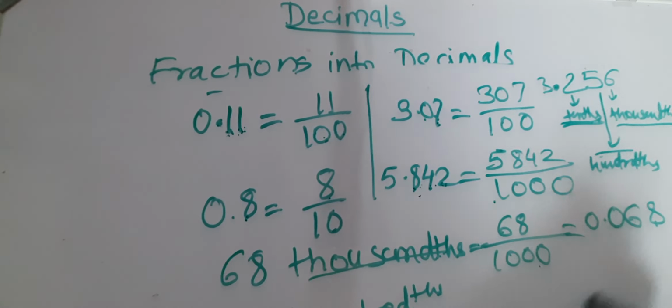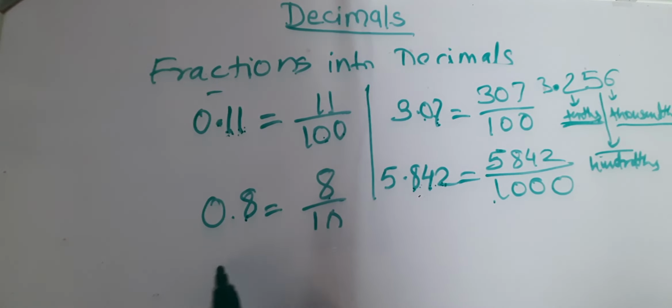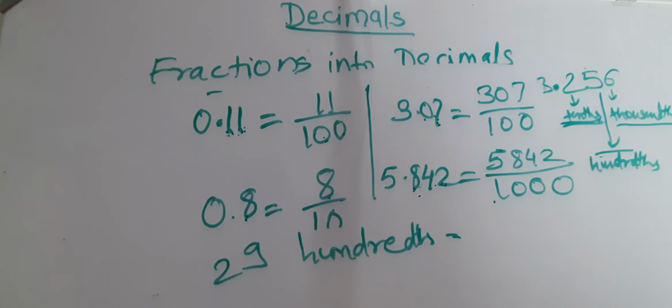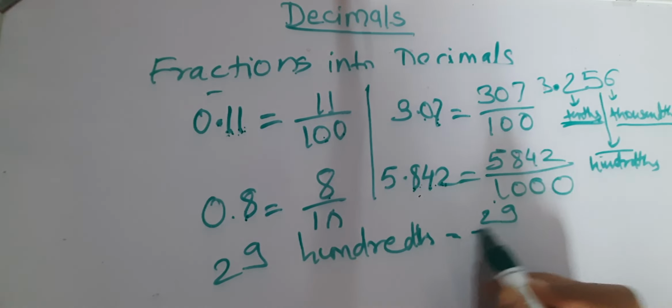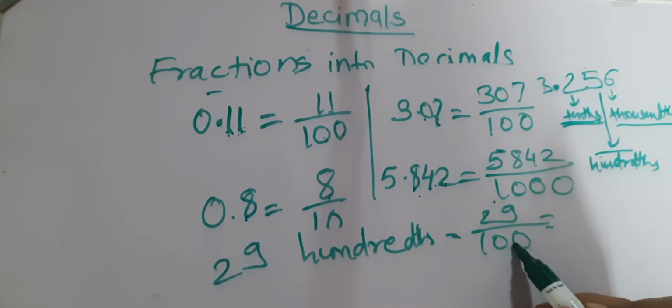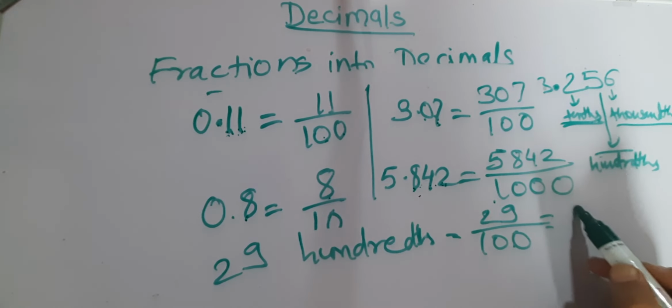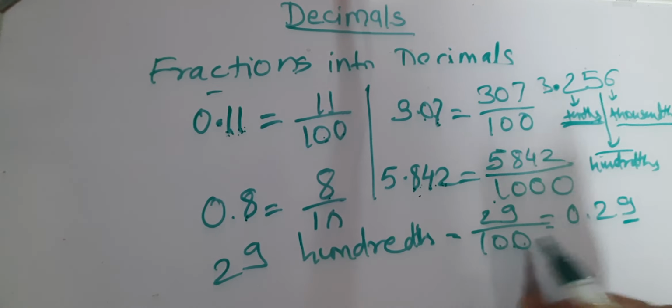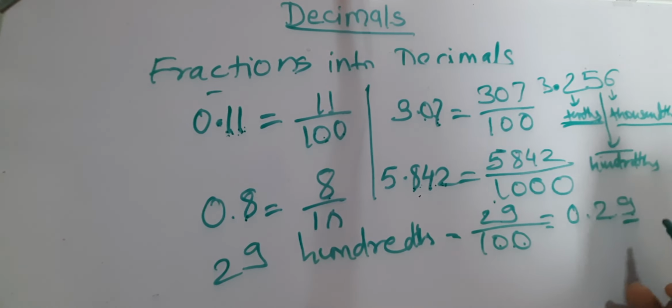If it is 29 hundredths, suppose it is 29 hundredths. Okay, how we can write it? 29 divided by 100. That's what they have given us. As it is hundredths, the value should go till the 100 place. So it is 0.29. This is our 100 place. 2 zeros, 2 numbers. Okay.